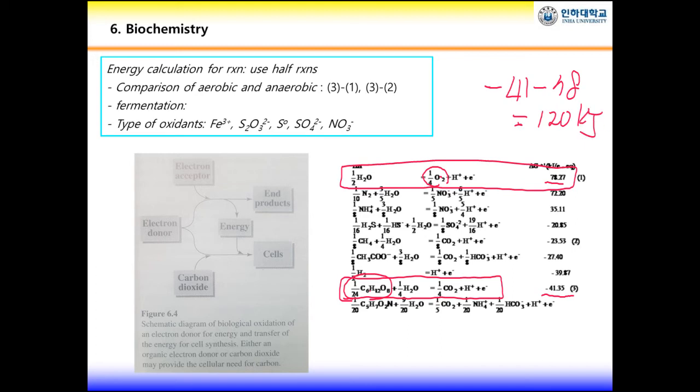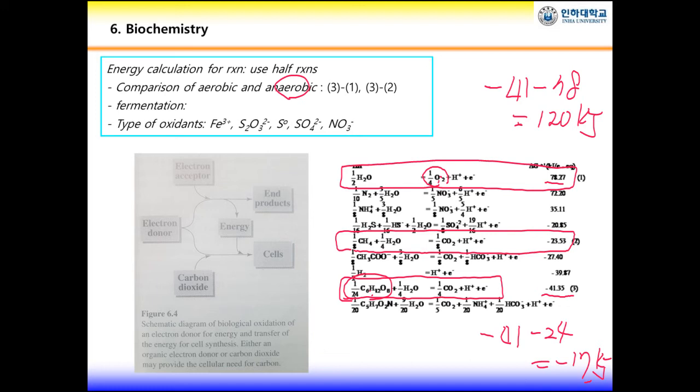That is the energy available from electron donor to electron acceptor reactions. That's for the aerobic. In the anaerobic case, usually carbon dioxide is the electron acceptor, and the energy is about minus 41, minus 24, which is minus 17 kilojoule. So for the same electron donor, if oxygen is used as electron acceptor, about 120 kilojoule is available.